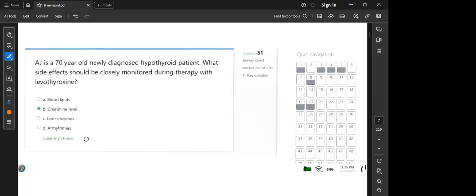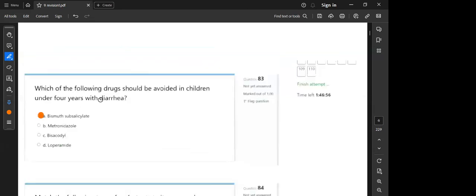I think the answer is Bisacodyl. Okay. Why are we avoiding Bisacodyl? Because it is not used for diarrhea. The question is asking for diarrhea. Or in that case, bismuth is also not used in diarrhea. Bismuth is used for diarrhea. You people, now you're confusing me. It is not given to children under 12.